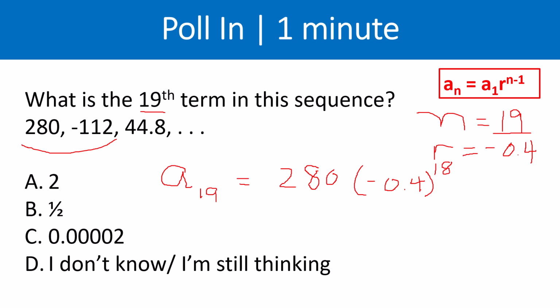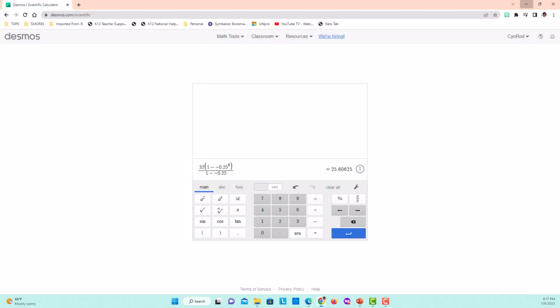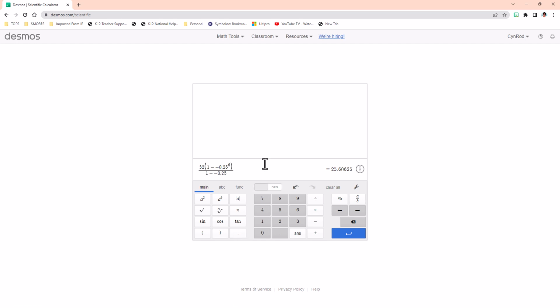Okay, now I'm going to show you how to put that into Desmos. If you have a TI-84 calculator, if you're using a personal calculator that you have, that's fine. But for this course, we're just going to use Desmos. Let me go ahead and clear all that out. Okay, so we're going to put 280 times negative 0.4 raised to the 18th power.